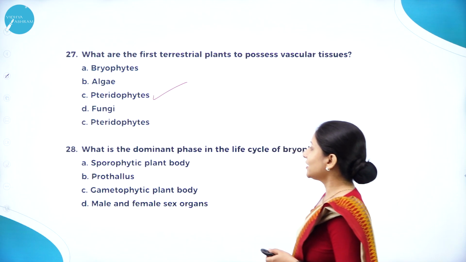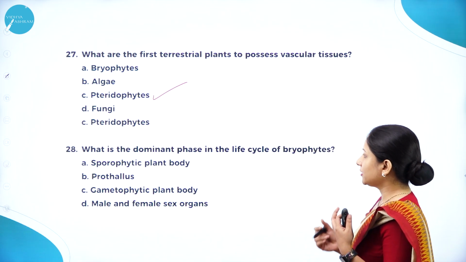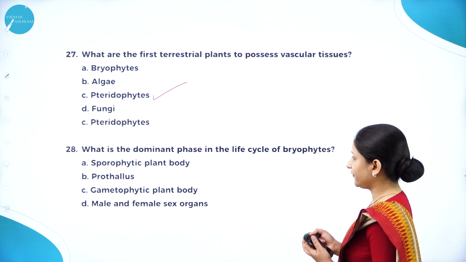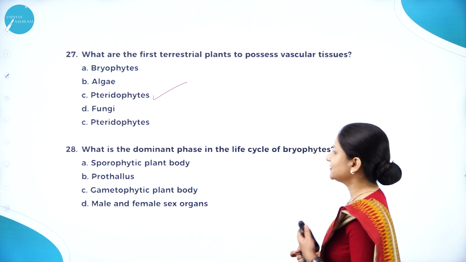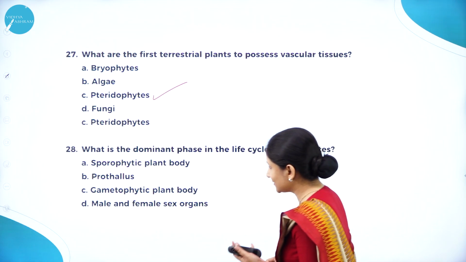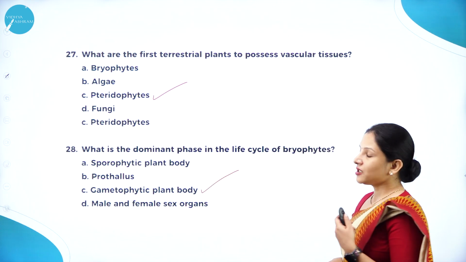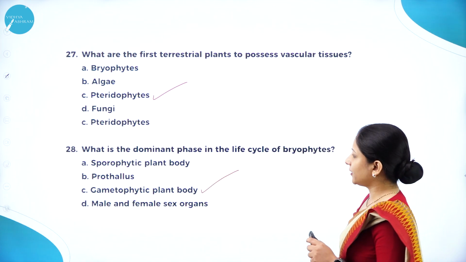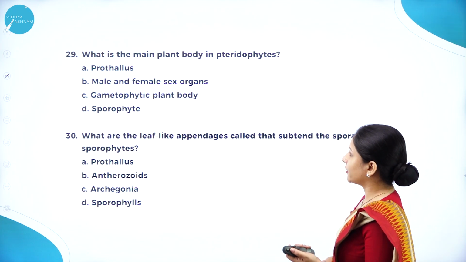Next question. What is the dominant phase in the life cycle of bryophytes? In the bryophytes, which is the dominant phase? Is it the sporophytic plant body? Is it the prothallus? Is it the gametophytic plant body? Is it the male and the female sex organ? It is the gametophytic plant body. In pteridophytes, it is the sporophytic plant body. Next question. What is the main plant body in the pteridophyte?